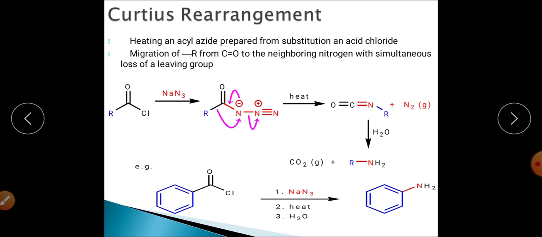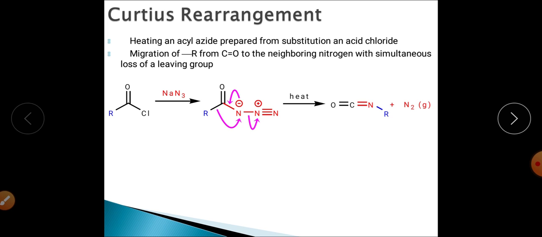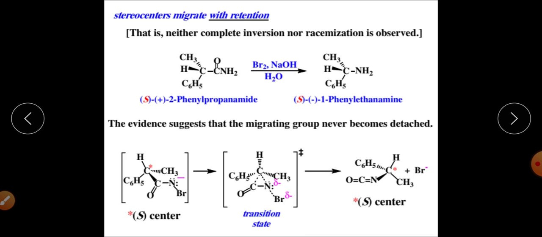Here you can choose carboxylic acid as a starting material. If you choose carboxylic acid as the starting material, you can convert the carboxylic acid into acid chloride, and the acid chloride can be converted on reaction with sodium azide into acyl azide, and then the same reaction can proceed. This is the method by which you can convert the acid chloride into amine, and the same method can also be employed in the previous reaction.